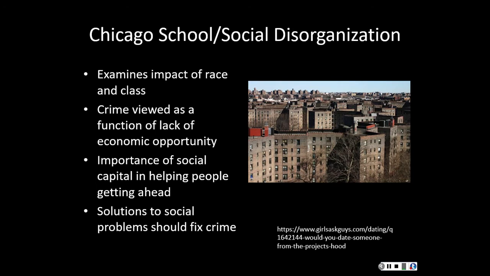Okay, I want to go into the Chicago School, and we're going to look a lot more at this in our unit on social justice. The Chicago School and Social Disorganization Theory, which is the leading theory that's come out of the Chicago School. That said, when we look at strain theory momentarily, we'll also see that some Chicago School theories have been modified. But basically, social disorganization theory looks at crime as a function of lack of economic opportunity, and that many times people commit crimes because it's the only way for them to get ahead or to survive.